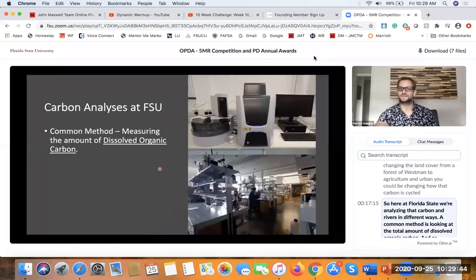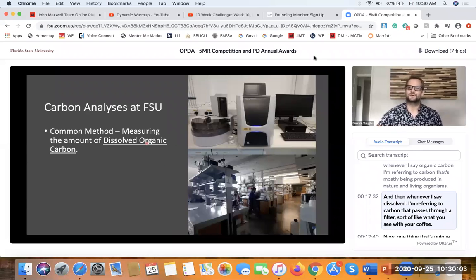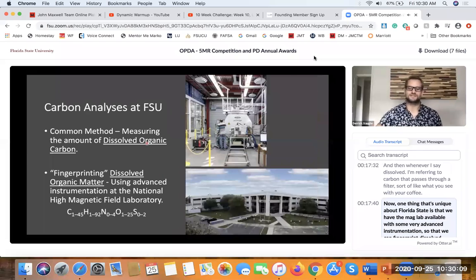So here at Florida State, we're analyzing that carbon in rivers in different ways. A common method is looking at the total amount of dissolved organic carbon. And so whenever I say organic carbon, I'm referring to carbon that's mostly being produced in nature and living organisms. And then whenever I say dissolved, I'm referring to carbon that passes through a filter, sort of like what you see with your coffee.